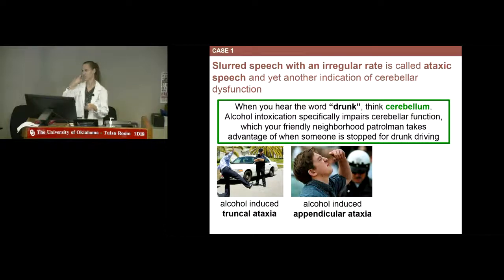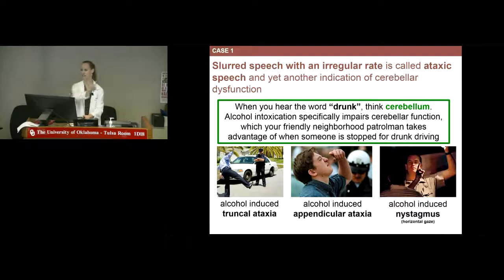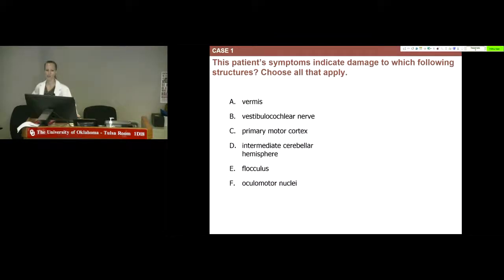Can you touch your nose? That's a test for appendicular ataxia. Follow my finger. That's a test for nystagmus. So those are all, I don't even know if they know it, but they are testing cerebellar function on those roadside tests. So this patient's symptoms indicate damage to which of the following structures? Ooh, this is going to be tricky to hold your cards up. This is before I knew we were doing it this way.